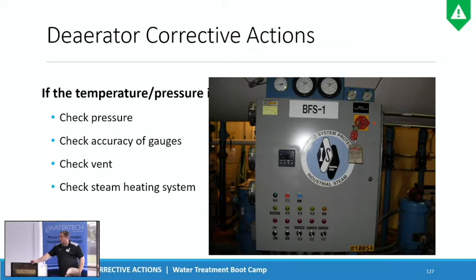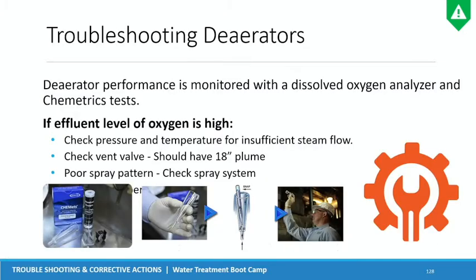So deaerator performance is something to monitor. You can also get a dissolved oxygen analyzer, because again, we're monitoring it. You can measure it. You can get these Chemetrics test AccuVacs. They have a vacuum to them. You pop it off and it sucks in the water, and then you just do a colorimetric comparison to see what your oxygen levels are. Hold it up to the light, like this operator is doing, to see what it looks like, and you can see what the oxygen levels are that are going to your boiler system. Hopefully it's nothing.